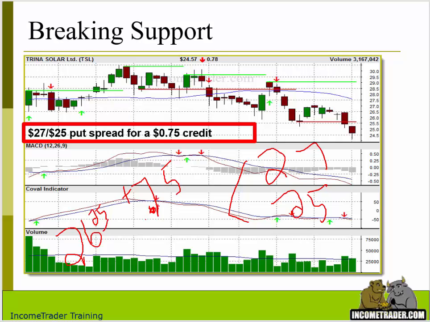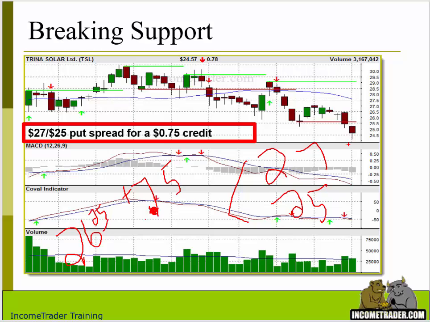But let's say, no, that doesn't happen to you your first time. The first time, what happens is it starts dropping and dropping and it breaks a major support area. It comes all the way down to 25 and it breaks down to 24.50 and you say, what? I don't know what to do here. Well, you could just close the trade and you're going to have your $1.25 overall at risk because you pulled in your 75 cents.